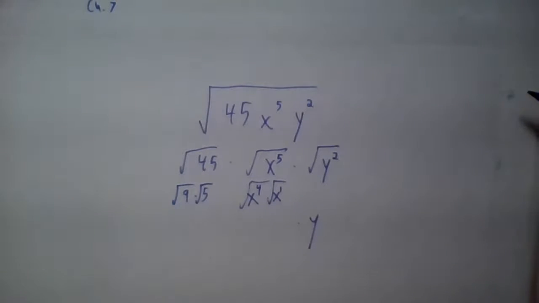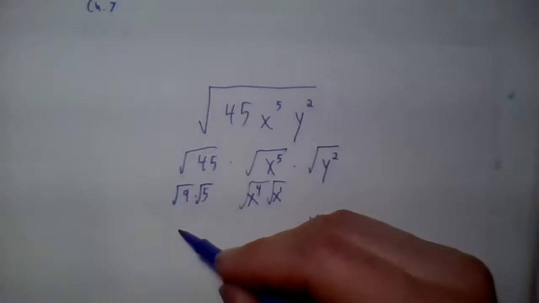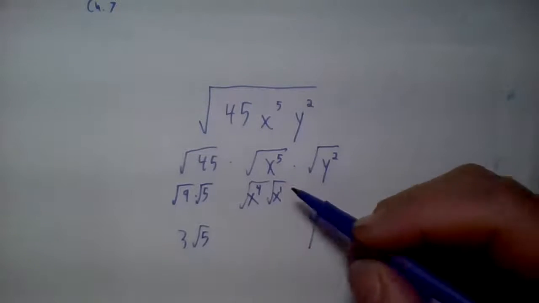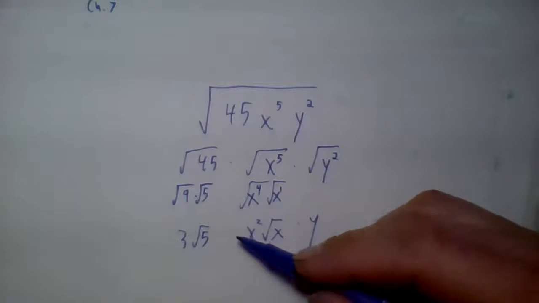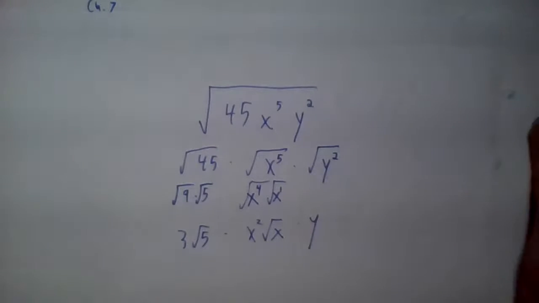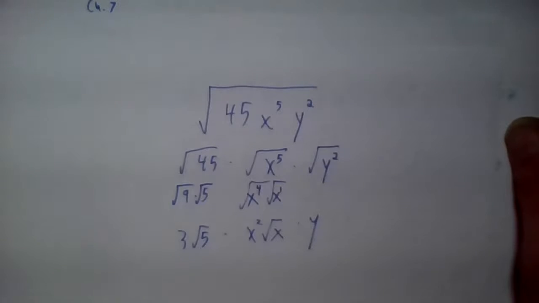I'm writing them separately. To shrink the radical, this becomes 3 square root of 5. This becomes x squared, square root of x. Those are all the pieces I have left. I shrunk the radicals as much as I can. 5 and x don't have any perfect square factors I can take out. Now they're shrunk as much as I can.